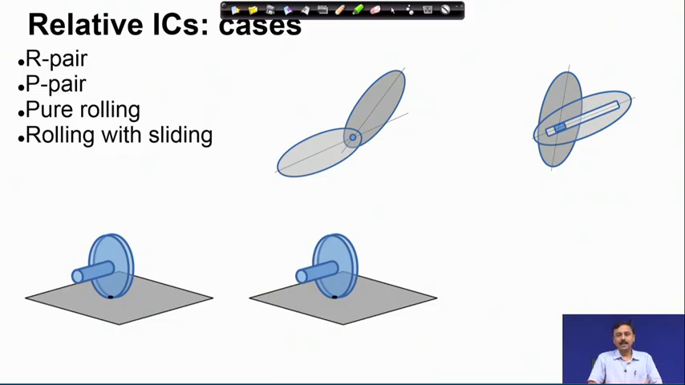So, let me summarize this lecture. What we have discussed today, we have introduced the concept of instantaneous center of rotation from the geometric concept of velocity. We have introduced the concept of relative instantaneous center of rotation, and we have seen how, when three bodies are in relative motion, their relative instantaneous centers of rotation must lie on a single straight line, which is the Aronhold-Kennedy theorem. So, we have looked at these concepts.